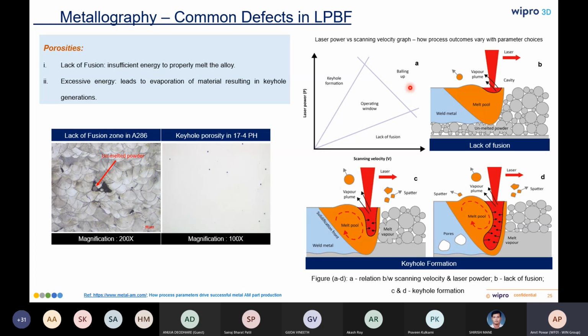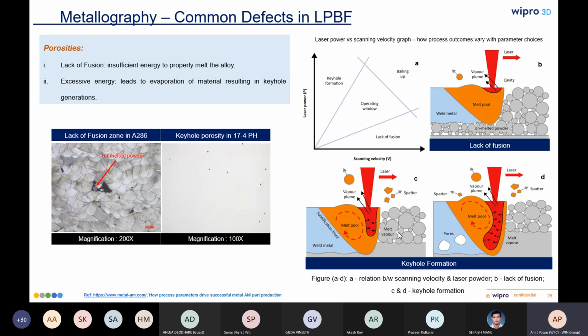In welding also, if the welding parameters are not correct, you can see the balling up effect. A similar kind of balling up effect can be seen if the laser power and laser scanning velocity are very high. And we also tend to see an increase in spatter formation at higher laser powers.